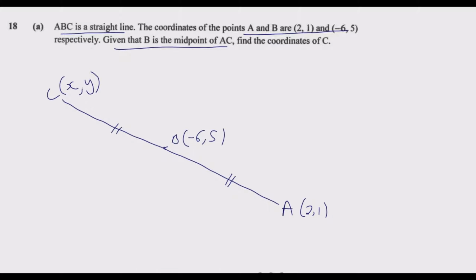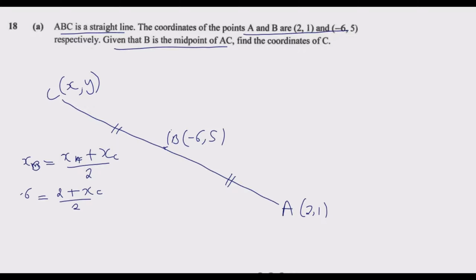So we know that for the midpoint, to find the values of B, we start with X. So X, which is the midpoint value, is equal to the value of X at A, which is XA, plus the value of X at C, over 2. That's how we find the value of X at B. So we know the value of X at B. This is negative 6 is equal to, what is the value of X at A? It is 2. So 2 plus, what's the value of X at C? We don't know, that's what we're looking for, over 2.